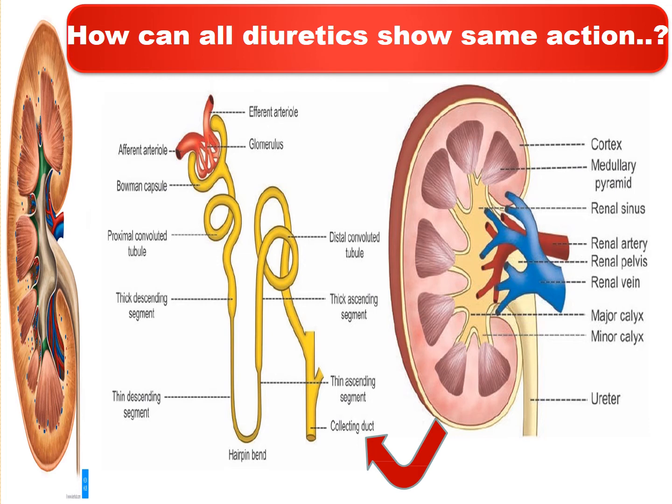So we will discuss one by one the normal physiology of urine formation. Then we will go through the mechanism of the different types of diuretics. Only then can we get the answer to how all the diuretics show the same action.